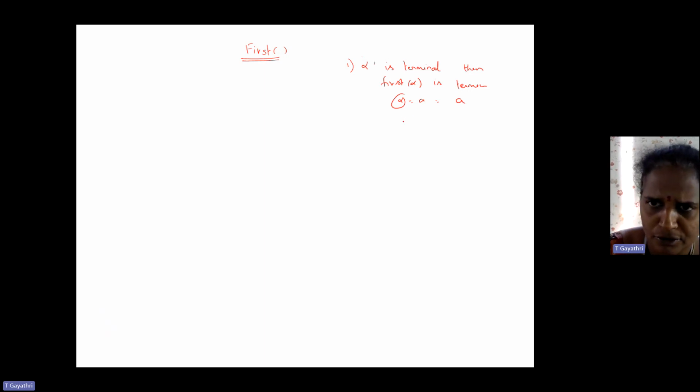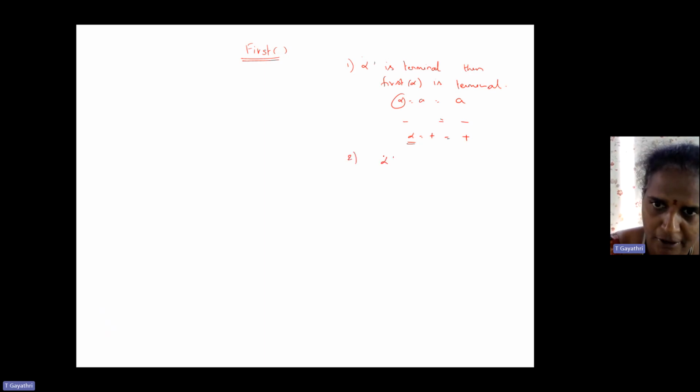The first one is: if alpha is a terminal, then the first of alpha is the terminal only. For example, if alpha is small a, then first of alpha is a. If alpha is an underscore, then first of underscore is underscore only. If alpha equals plus, then first of alpha is plus only, right? That means the first rule is if alpha is a terminal, then first of alpha is that same terminal only. So that is the first rule.